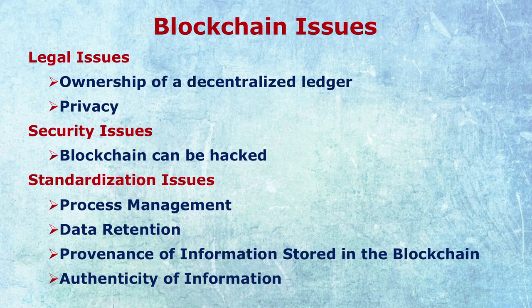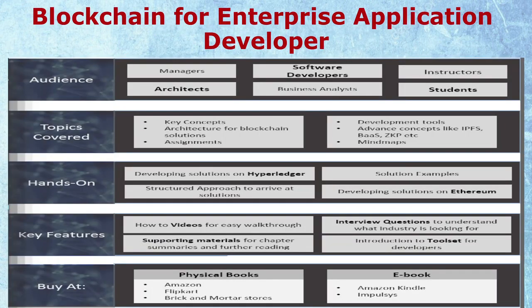No technology or application comes without limitations. So is the blockchain technology. Some of the issues associated with the blockchain are legal issues. Ownership of a decentralized ledger is one of the limitations considered in using the blockchain technology. Then there are privacy issues as well; people fear the blockchain technology. Then there are security concerns, as some people think that blockchain can also be hacked. Then there are some standardization issues like process management, data retention, provenance of information stored in the blockchain, authenticity of information, etc. So, this is the screen showing blockchain for enterprise application developers.